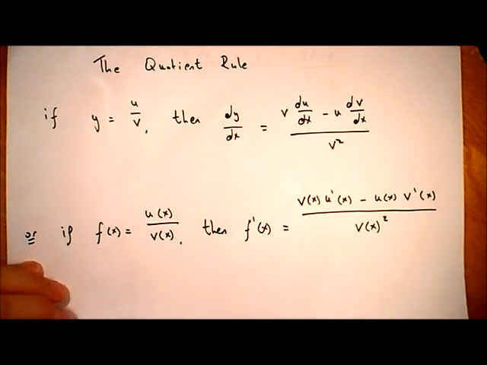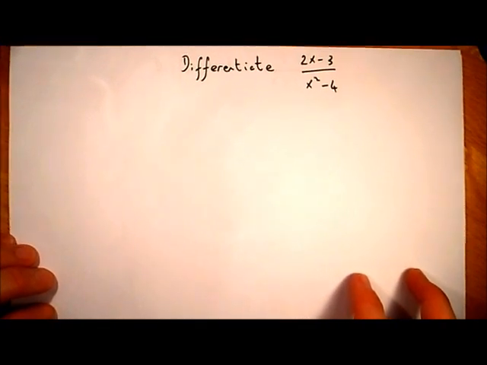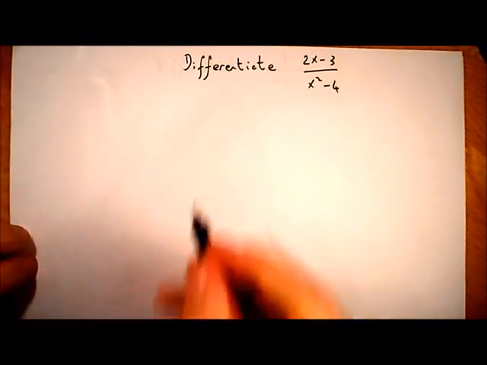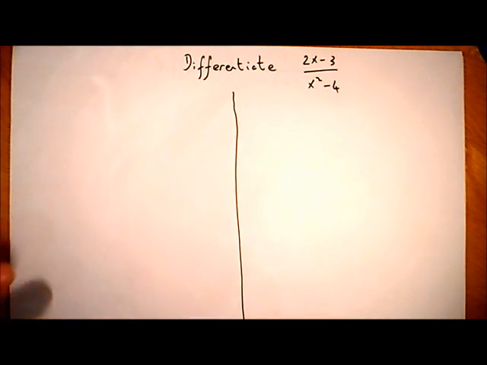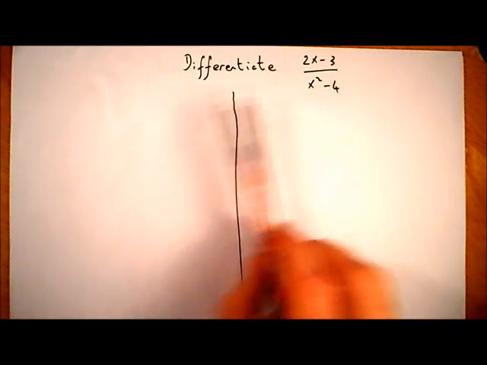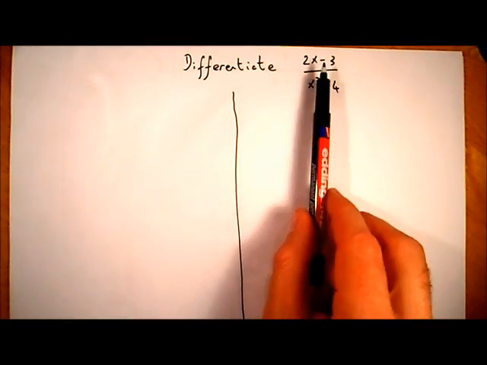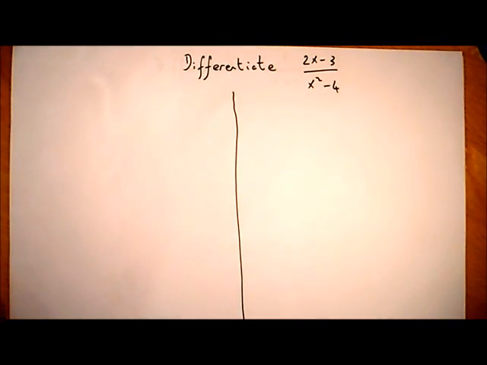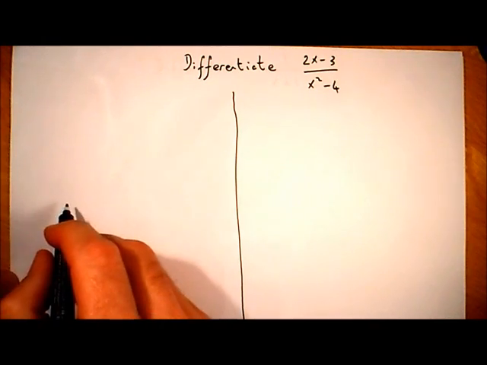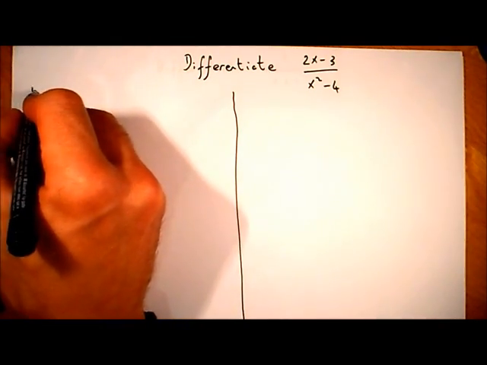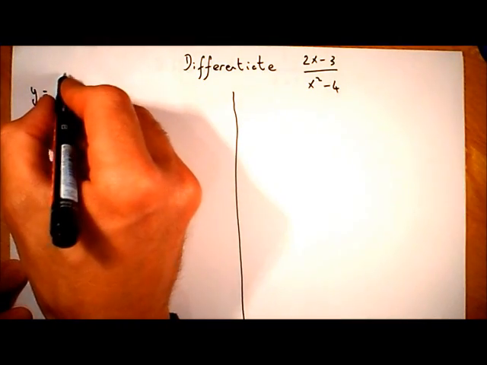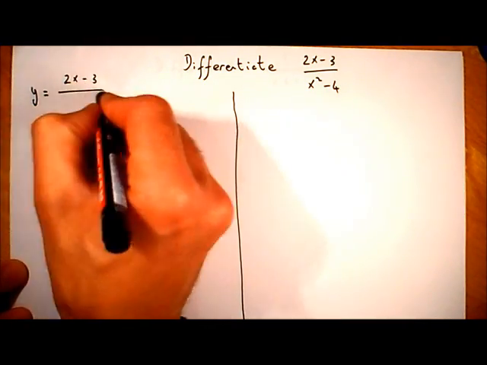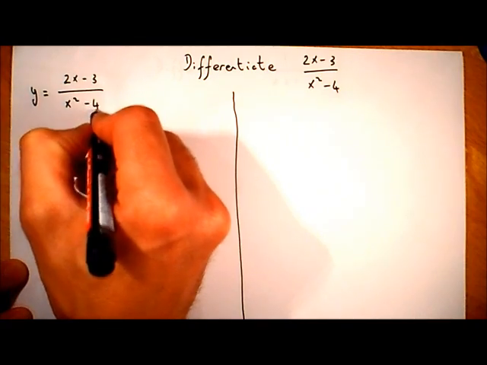So let's have a look at an example of differentiating something using the quotient rule. Say we have this, and we'll do it both ways. We want to differentiate 2x minus 3 all over x squared minus 4. So it's a quotient. It's something divided by something. We'll start off over here, using dy over dx. So we're going to start off by writing y is equal to this, 2x minus 3 all divided by x squared minus 4.